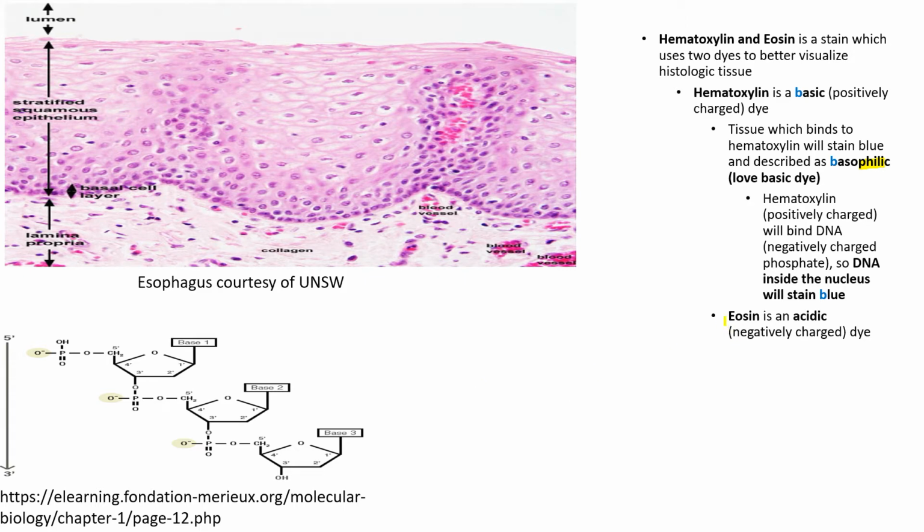Eosin is an acidic or negatively charged dye, and materials which bind to eosin will be described as pink, or eosinophilic, because they love eosin dye. And the cytoplasm of cells will appear pink. So here we can appreciate the nuclear material, which is staining more blue, and we can also appreciate lots of cytoplasm, which is staining pink around the blue of the nucleus.